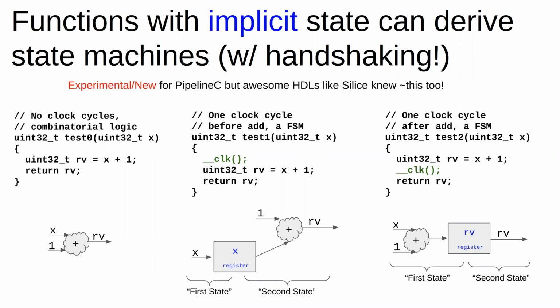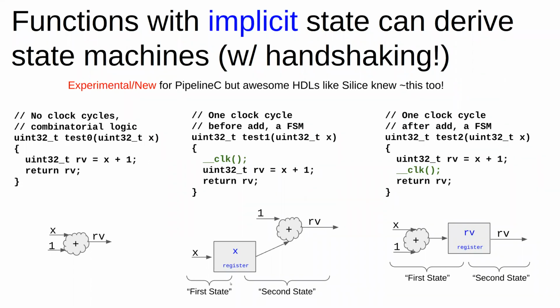So on the left there, like I said, there's none of that clock stuff, just combinatorial logic. And in the middle here, you have a clock before the increment of your return value, but on the right here, you have the clock after the increment of your return value. And depending on the placement of that clock, you get different implicitly derived registers. In the middle case, you need to save the X value in a register, whereas in the right case, you're saving the return value result of the addition in a register, and that goes out in the next state.